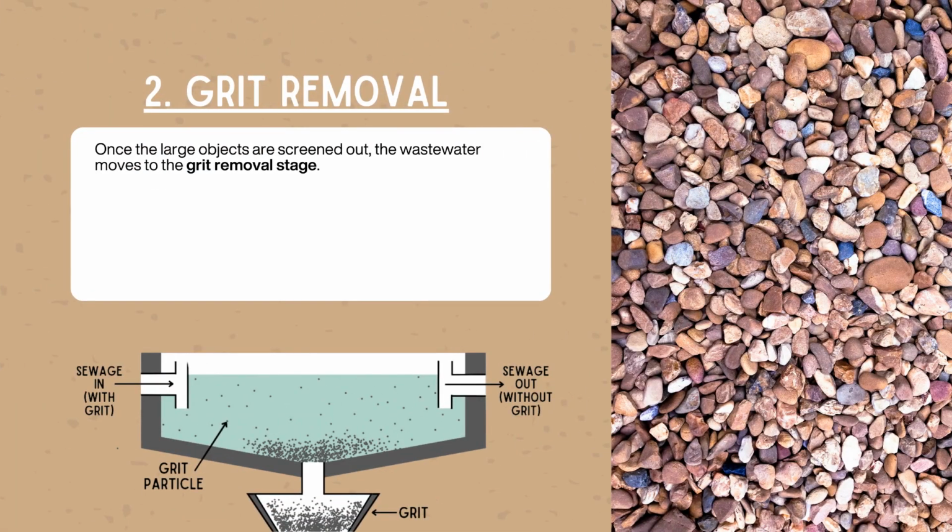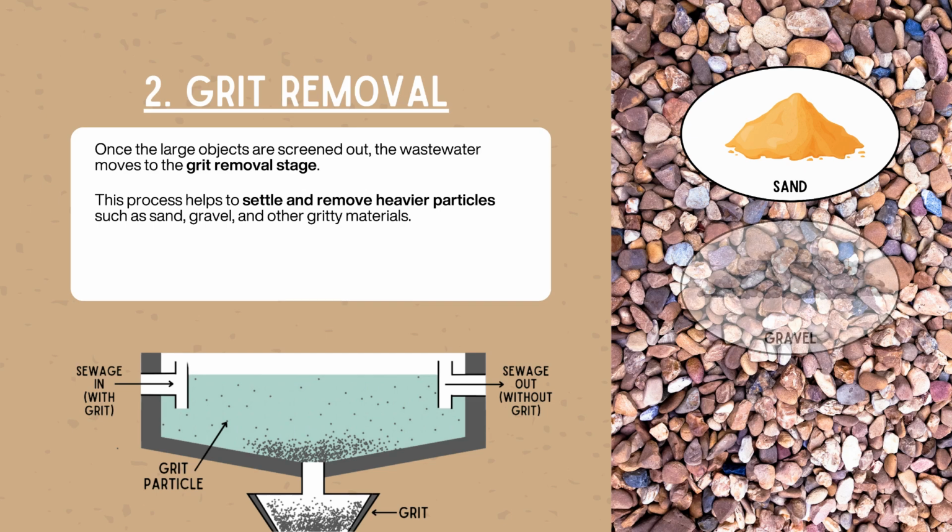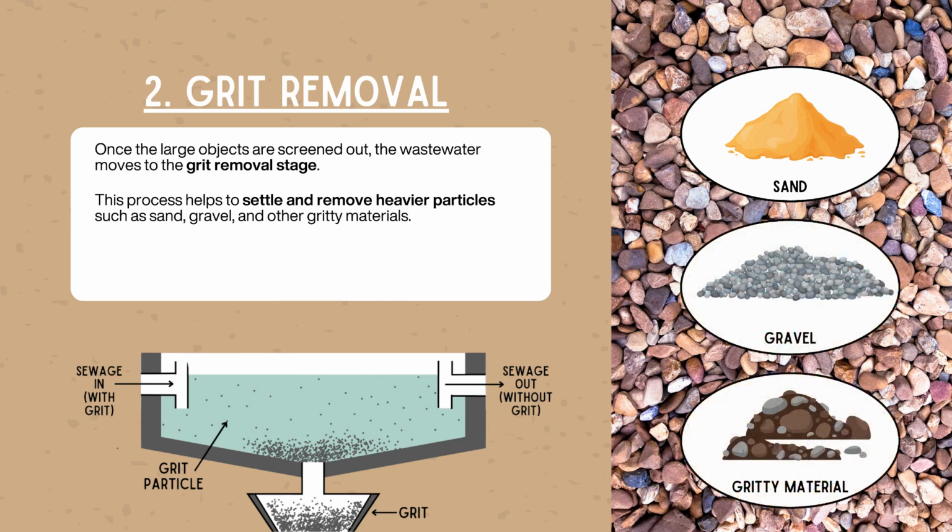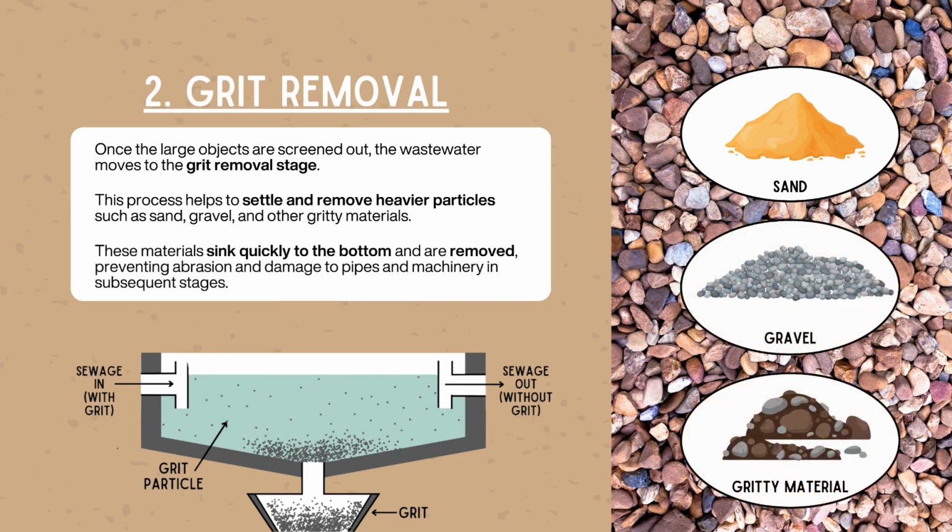Once the large objects are screened out, the wastewater moves to the grit removal stage. This process helps to settle and remove heavier particles such as sand, gravel, and other gritty materials. These materials sink quickly to the bottom and are removed, preventing abrasion and damage to pipes and machinery in subsequent stages.